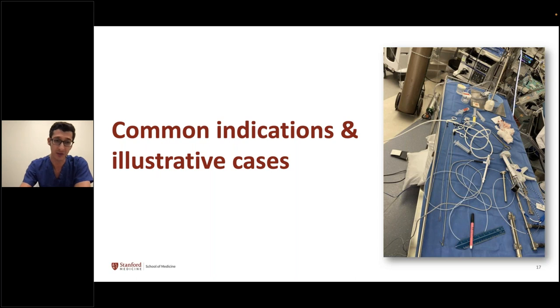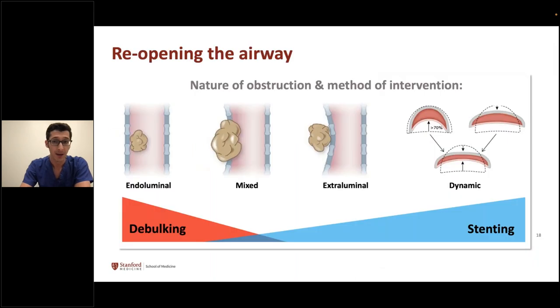To wrap up our talk, so this, sort of the last third, we'll talk about some common indications and illustrative cases. So I'm sort of framing this around the concept of reopening the airway, because I think the majority of rigid bronchoscopy cases that we do, or at least where we start out with the intention of doing rigid bronchoscopy, are in cases where we're dealing with central airway obstruction.